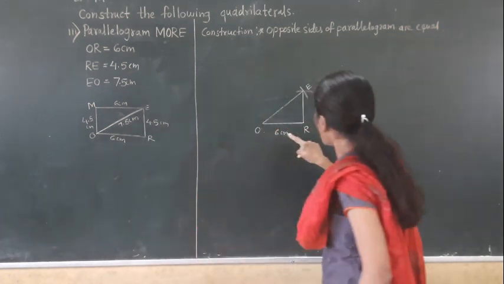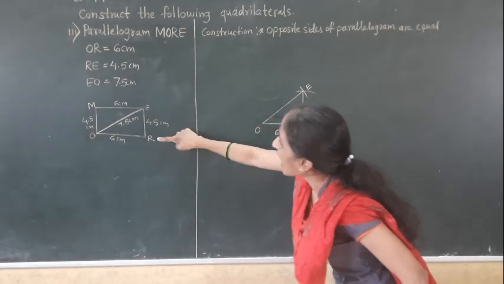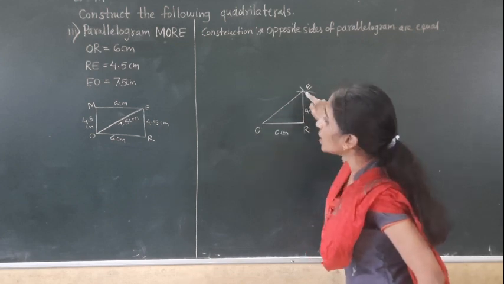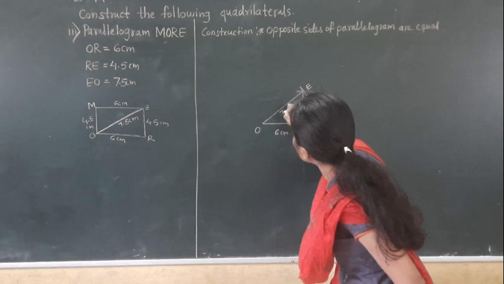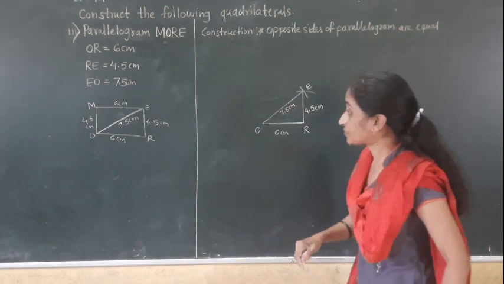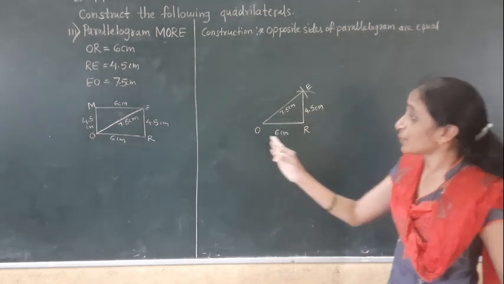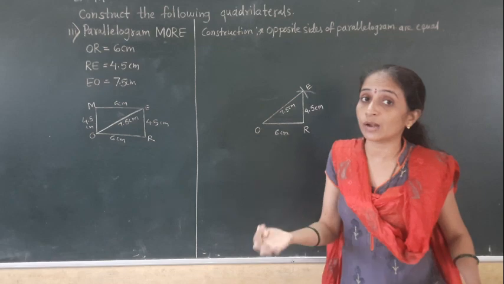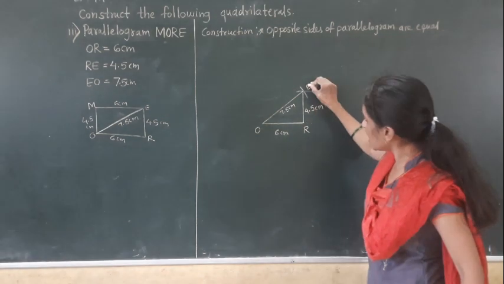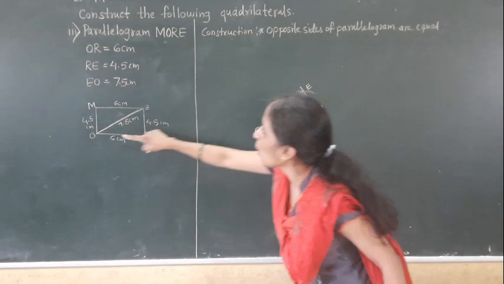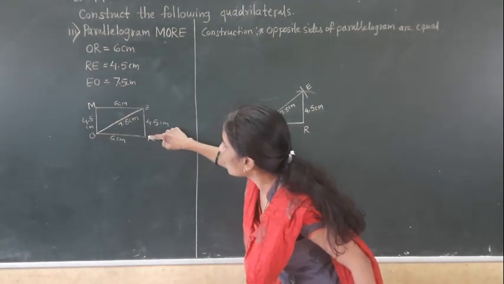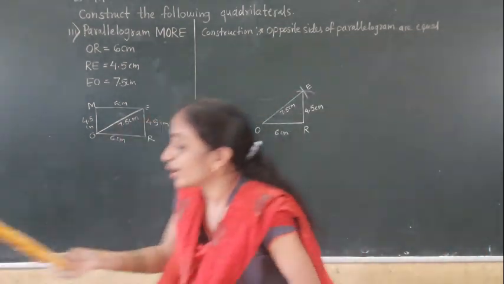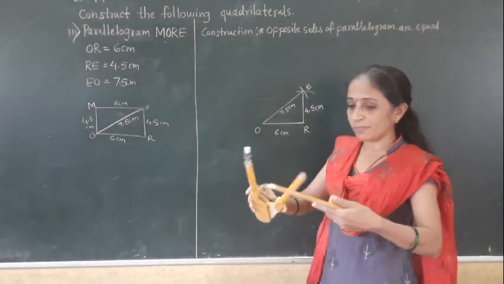Okay, so now OR 6 cm, RE 4.5 cm, and OE, how much do we get? 7.5 cm. Okay, now what do we have to draw? Now we need to construct this part. Now opposite sides of a parallelogram are equal. So now ER is 4.5. So OA also 4.5. So take 4.5 centimeter radius in your compass.